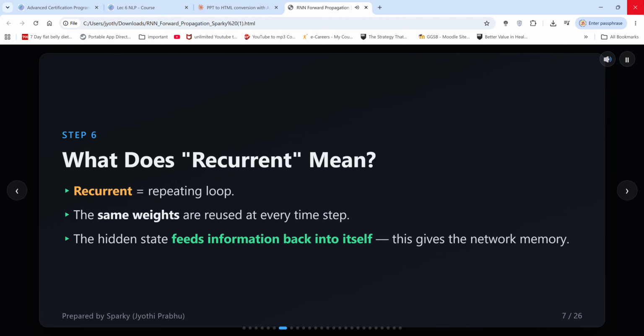The word recurrent simply means repeating loop. In an RNN, the same set of weights are applied again and again at every time step. The hidden state feeds information back into itself, which is what gives the network memory.